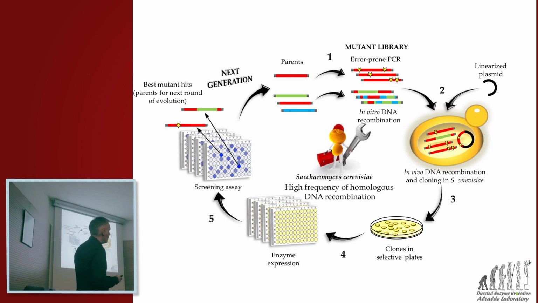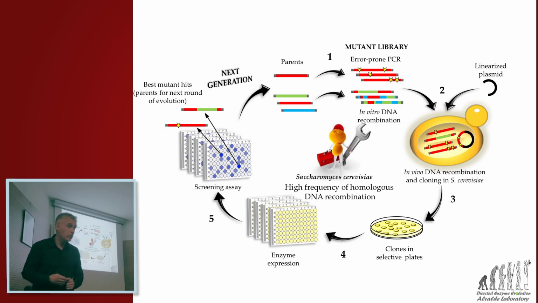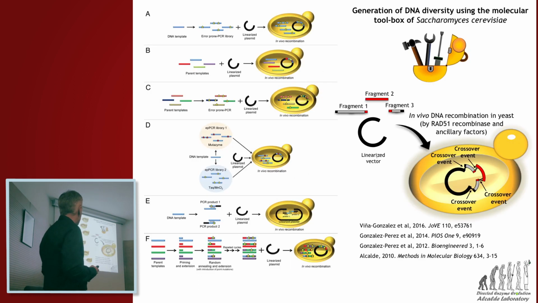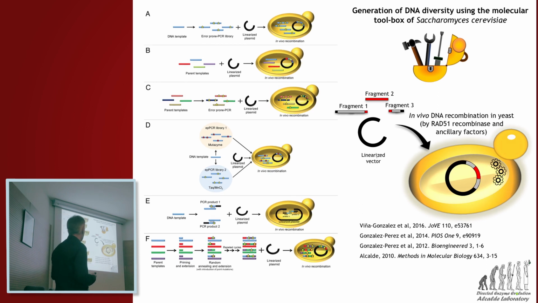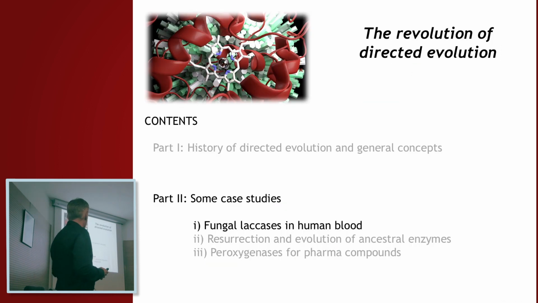We can harness the molecular machinery of Saccharomyces cerevisiae and dress up our favorite host with custom mechanics to create methods for the generation of DNA diversity. And even though this is somehow out of the scope of my talk for today, please take into account that most of the directed evolution experiments done in my laboratory are supported by the Saccharomyces cerevisiae machinery. And now I've chosen 3 case studies to illustrate directed evolution based on our own research. First, fungal laccases in human blood.